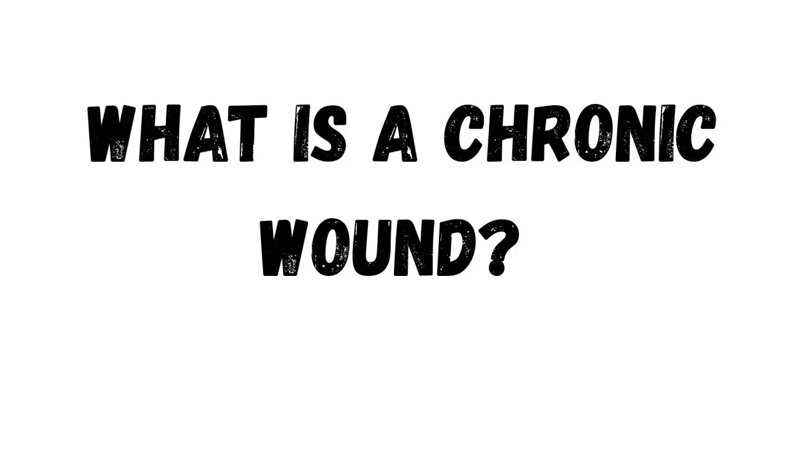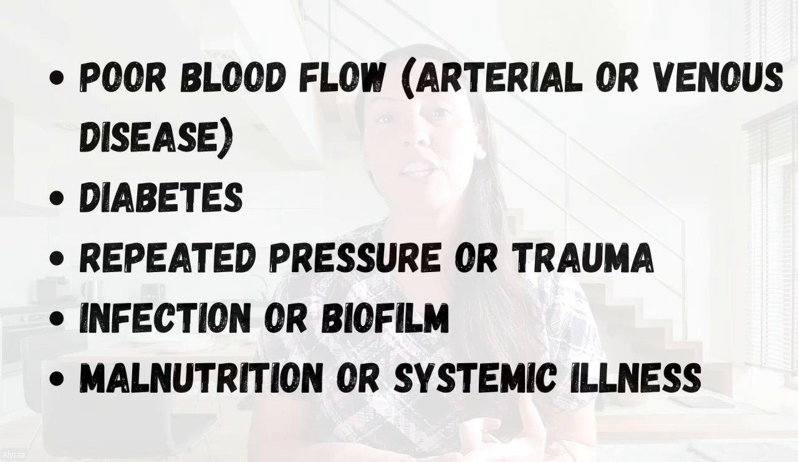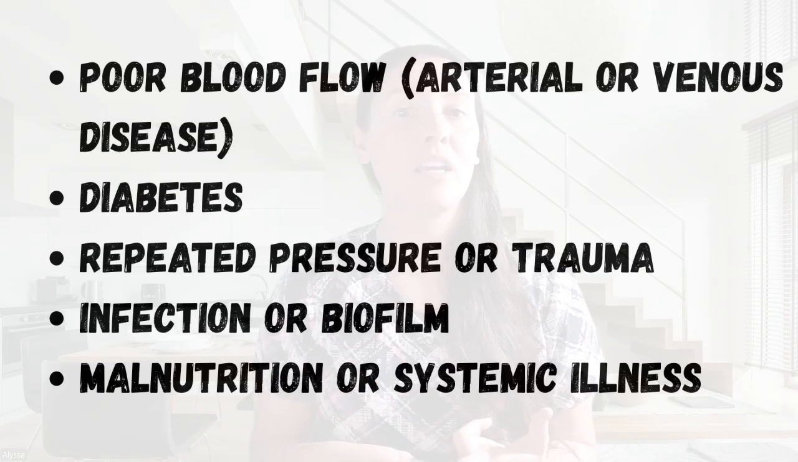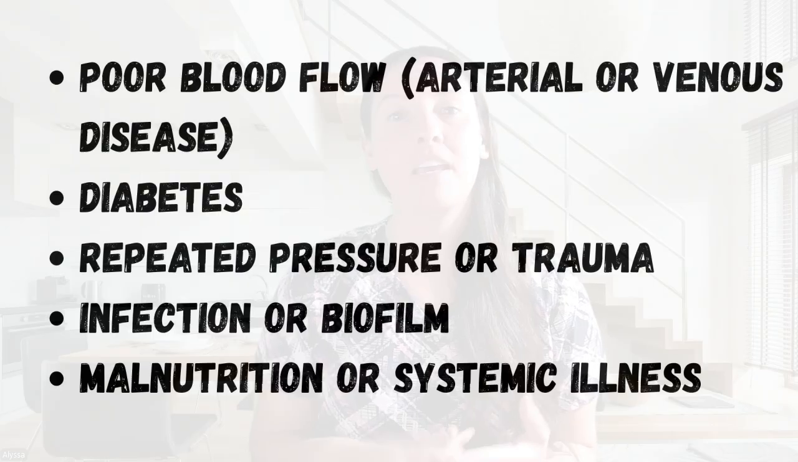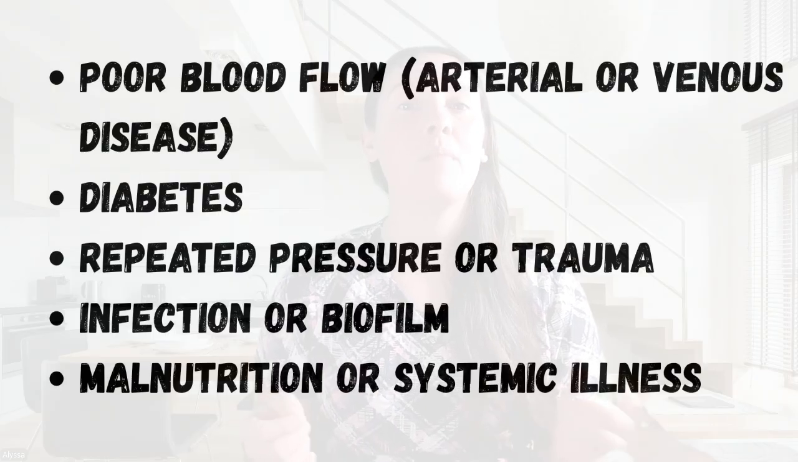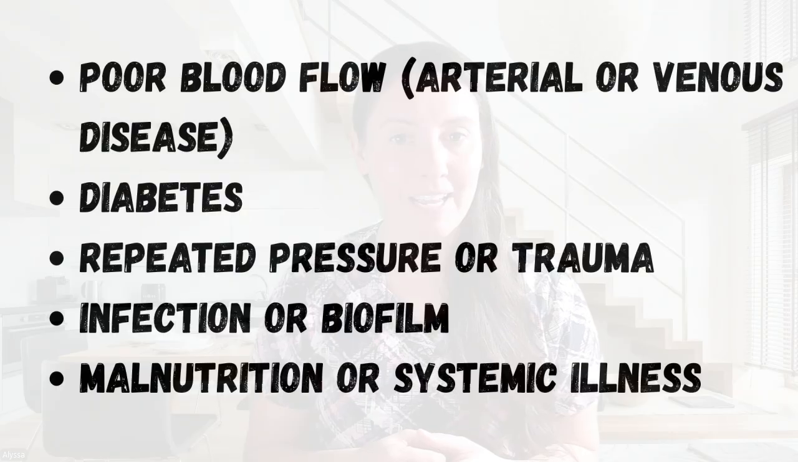What is a chronic wound? A chronic wound is a wound that fails to heal within the expected time frame, typically more than 4 to 6 weeks, or becomes stuck in one of the phases of healing. Usually this is the inflammation phase. These wounds often occur because of an underlying factor, like poor blood circulation as seen in arterial or venous disease, diabetes, repeated pressure or trauma, infection or biofilms, or malnutrition or systemic illness.